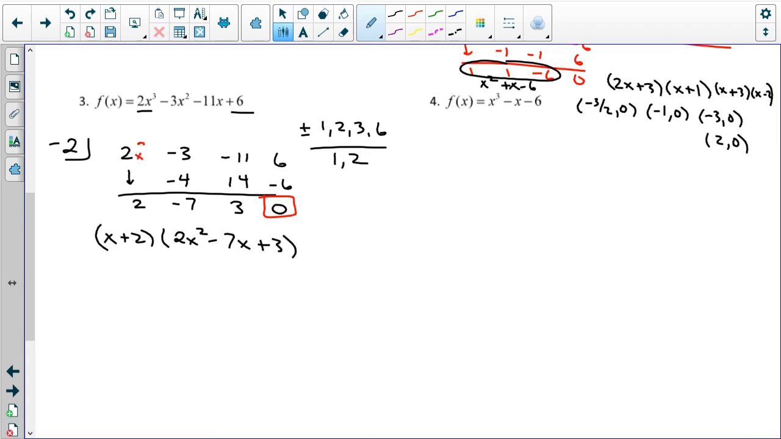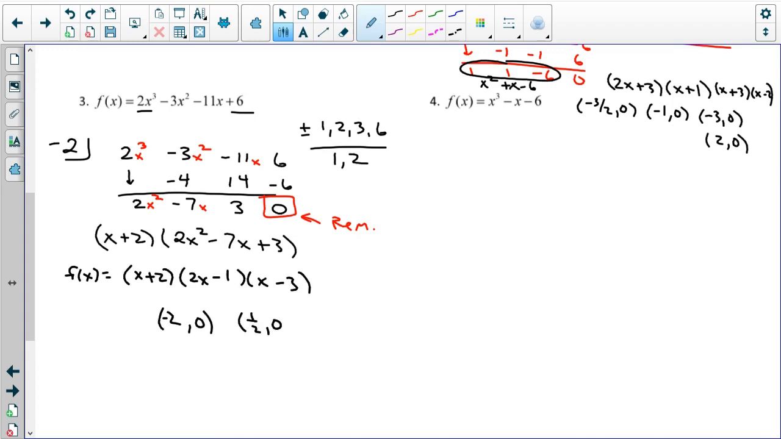Once again, remember that all of these powers end up being reduced by 1 in the algorithm, and then this is the remainder. So now that I have that, I can finish factoring this. So f of x equals x plus 2 times 2x minus 1 times x minus 3. So my roots, my x-intercepts are negative 2, 0, 1 half 0, and 3, 0.